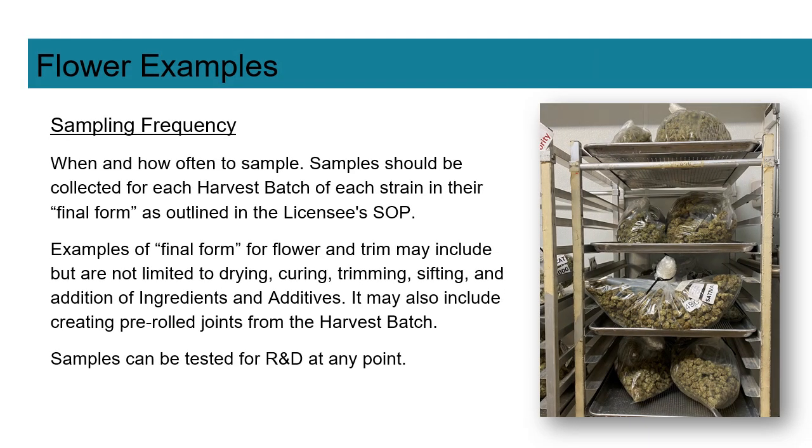Sampling frequency. This is when and how often to sample. Samples should be collected for each harvest batch of each strain in their final form as outlined in the licensee's SOP. Examples of final form for flower and trim may include, but are not limited to, drying, curing, trimming, sifting, and adding ingredients or additives. It may also include creating pre-rolled joints from the harvest batch. Remember that samples can be tested for R&D at any point.